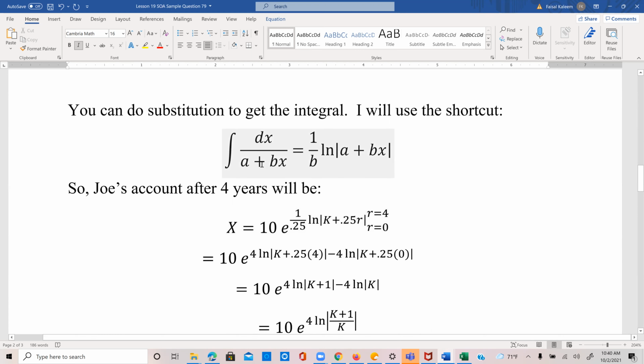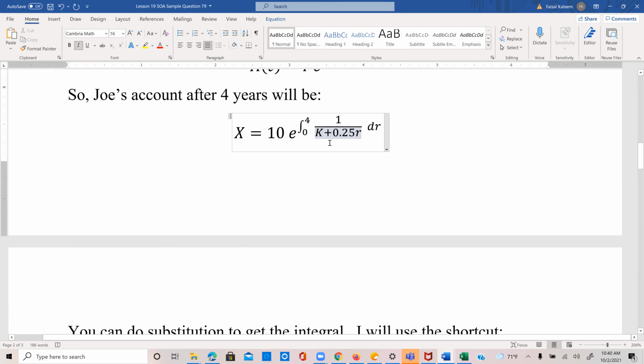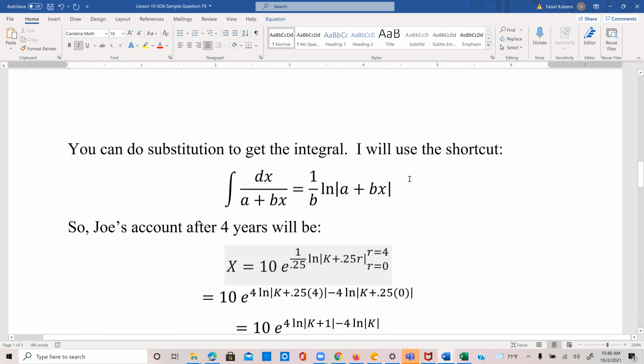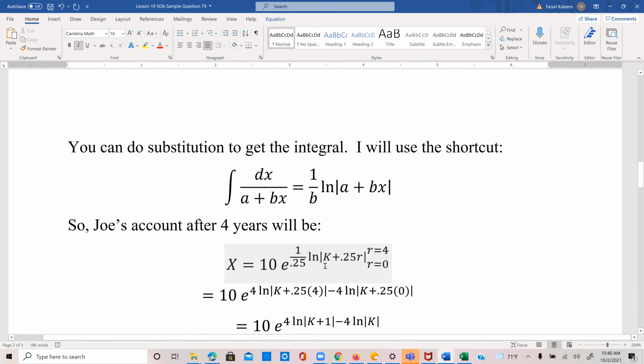Initially I write 1 over B, so 1 over 0.25, and ln of the denominator. The way the formula should be remembered is, if you have a linear function of the variable, then it's 1 divided by the coefficient of the variable times ln of the denominator. The denominator in this case is K plus 0.25 R, so it'd be 1 divided by 0.25 times ln of K plus 0.25 R, from 0 to 4.